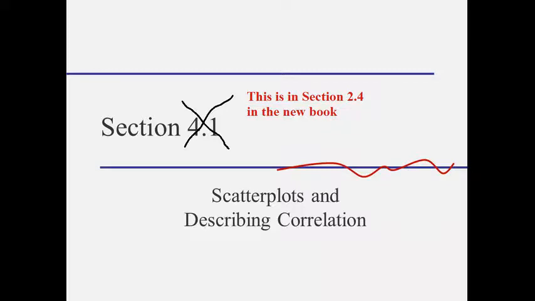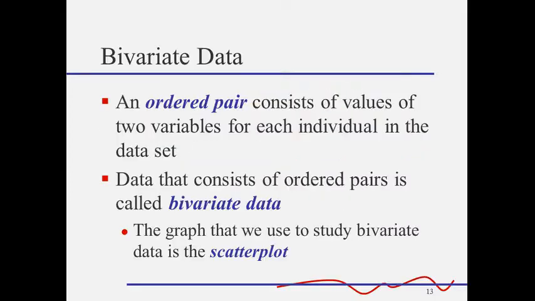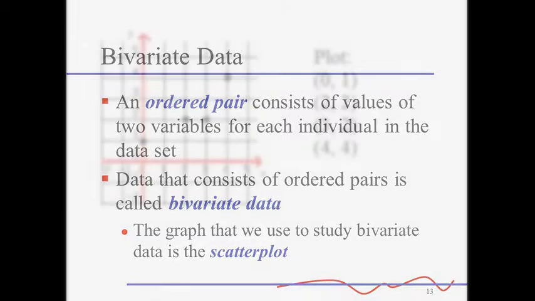This video discusses the concepts of scatter plots and correlation found in section 4.1. In chapter 4, we're going to look at bivariate data. That means data where we have two variables for each individual in the data set. That means for every individual, we have an ordered pair, and the graph of ordered pairs is called a scatter plot or scatter diagram.